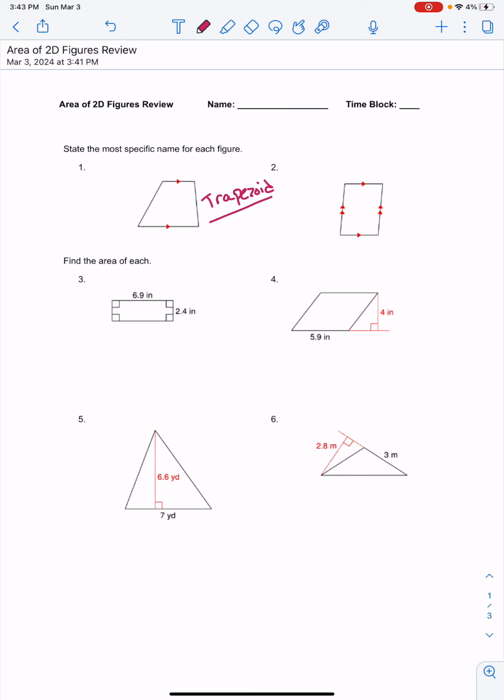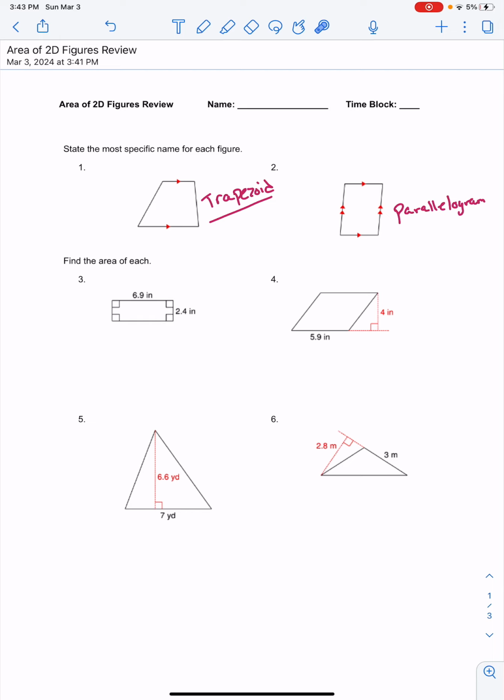Number two, we have two sets of parallel lines, one on top and on the sides. So we know that it is a parallelogram. A more specific name for a shape with two sets of parallel sides could be a rectangle, but we know this is not a rectangle because these angles are not right angles. So these angles have to be 90 degrees, but since they're slanted and not marked as right angles, we know that it is not a rectangle, it is just a parallelogram.